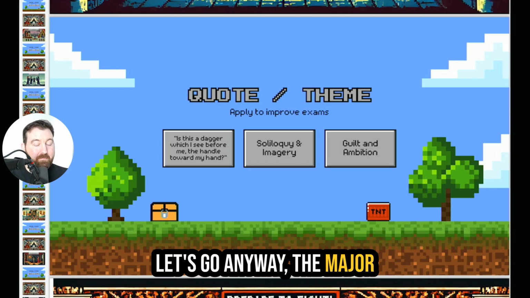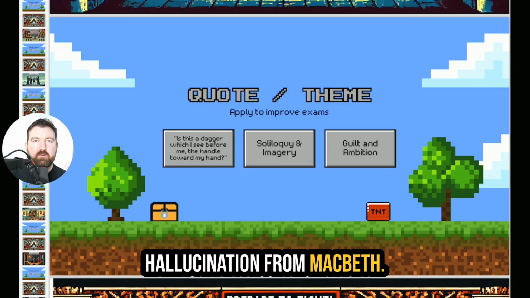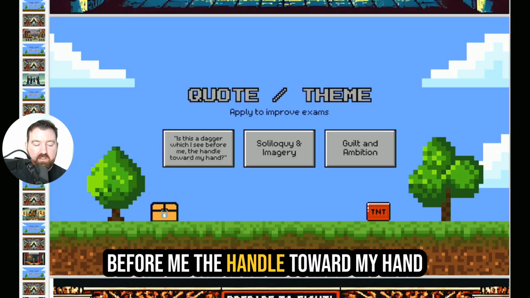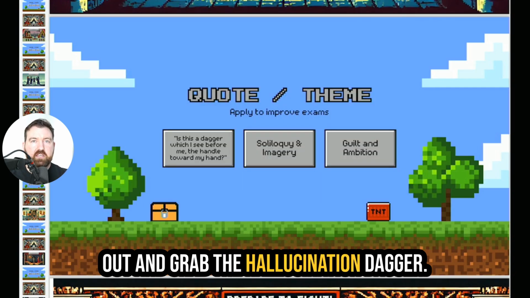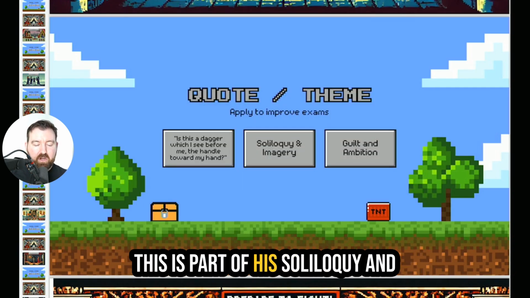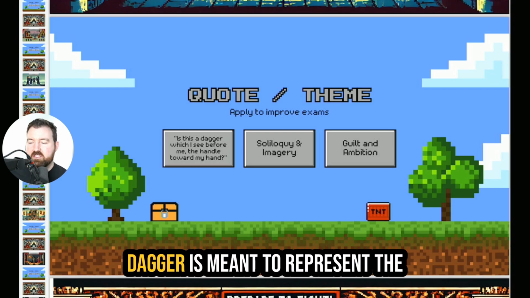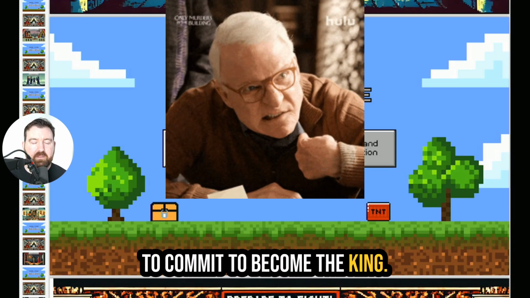Anyway, the major quote from Act 2, Scene 1 is that hallucination from Macbeth. He says, "Is this a dagger which I see before me, the handle toward my hand?" And then he actually tries to reach out and grab the hallucination dagger. This is part of his soliloquy, and obviously it's symbolic imagery. The dagger is meant to represent the murders that he's going to have to commit to become the king.